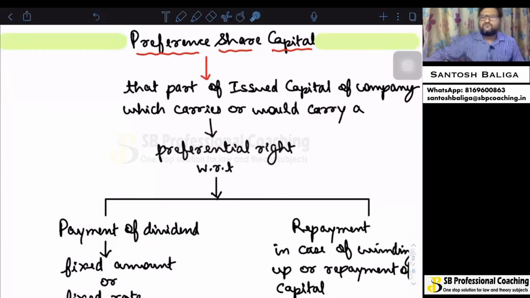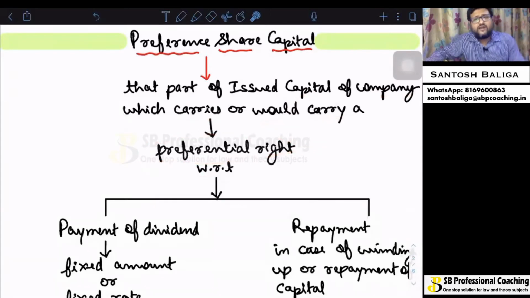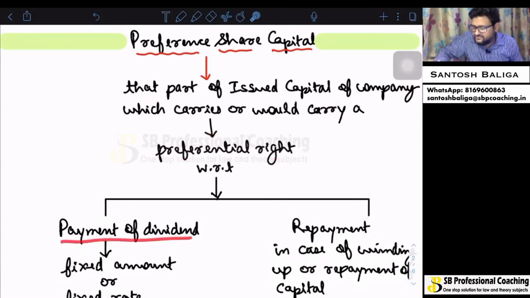Preference share capital, first of all, is that part of the issued capital of the company which carries a preferential right. This is something that I had already explained to you in my last lecture. If you have not yet seen the first lecture, which is the basic and introduction lecture, please go through the same. I have also taken you through section 43 in that lecture. A preferential capital will have a preferential right with respect to two things. First, payment of dividend. Second, repayment in case of winding up or repayment of capital.